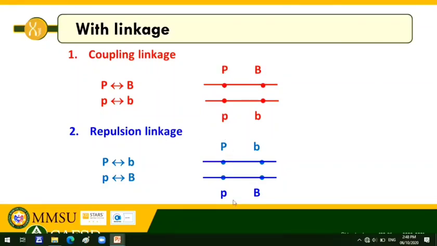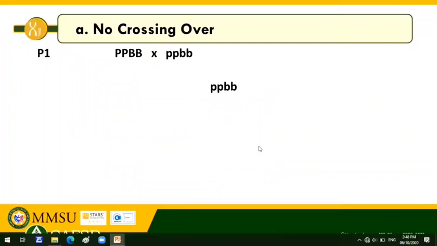Ngayon, sa repulsion linkage, iisa lang ang ibig sabihin nito, dominant and recessive genes are located on the same chromosome, and as a result, they are inherited together. Okay? Another, if there is no crossing over. Okay? So, with linkage, mayroon tayong dalawang types. Either walang crossing over or merong crossing over. So, unahin natin yung walang crossing over. So, ibig sabihin, complete yung linkage. Okay? So, if there's no crossing over, then linkage is complete and close.